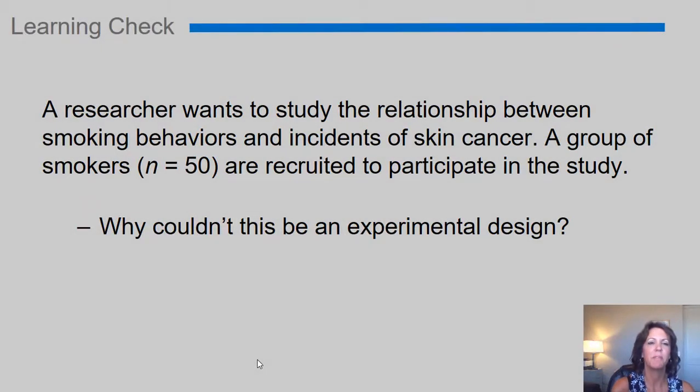Let's do another one. A researcher wants to study the relationship between smoking behaviors and incidence of skin cancer. A group of smokers with an N of 50, which means there are 50 people in the study, are recruited to participate in the study. Why couldn't this be an experimental design? Go ahead and pause your computer to think about it and then come back.